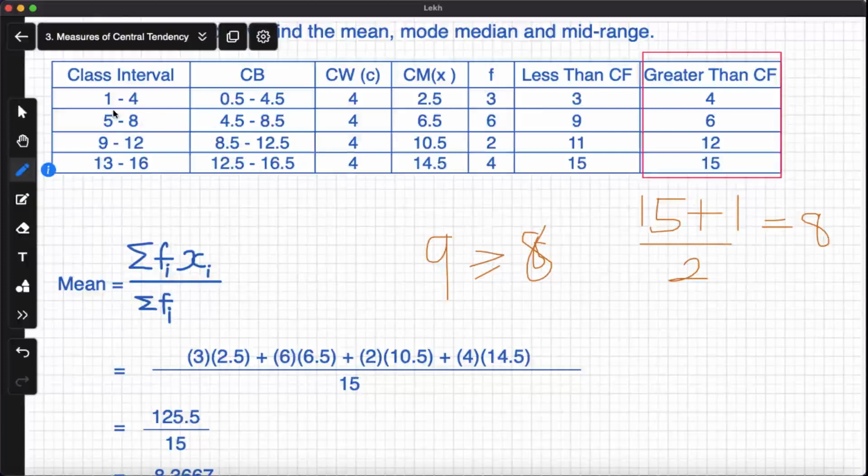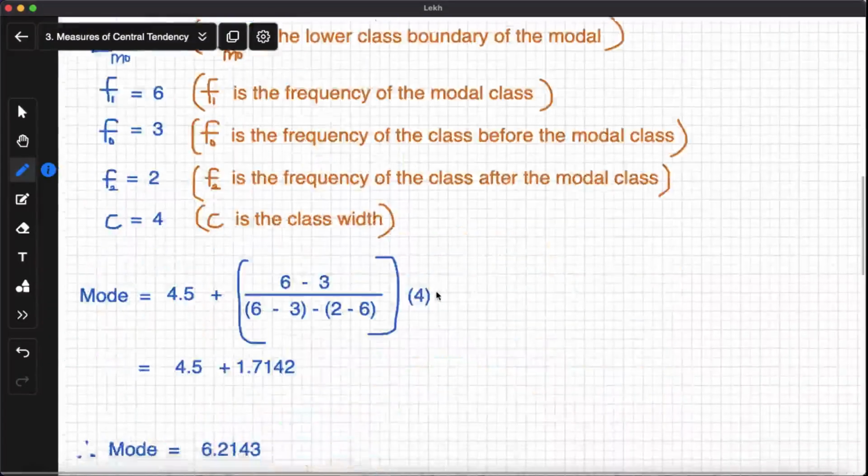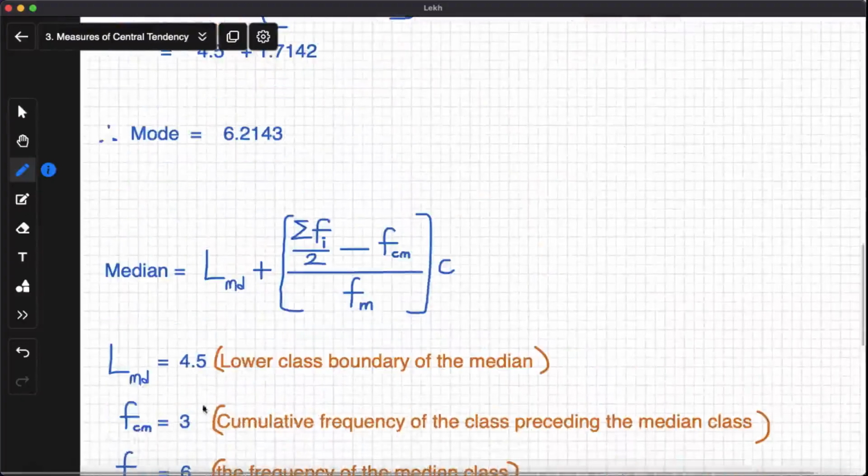But we cannot just say the 8th element, because we don't even know what the 8th element is, since we have a group frequency distribution. So we take the median class and work from that. Don't forget the median class: the lower class boundary is 4.5, and the frequency is 6. So let's go back. That's the meaning of L subscript MD, 4.5.